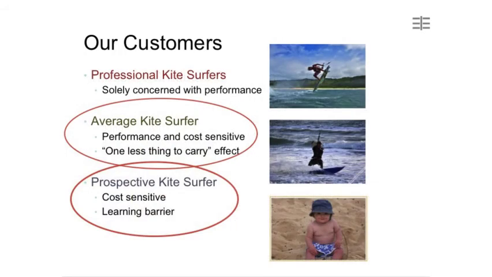Another example of a customer segment was someone making new kiteboarding equipment. Who were their customers? Professional kite surfers. They were solely concerned with performance, but they had another segment, average kite surfers. And they had a third, prospective kite surfers. And though I don't think they were this young, they were actually trying to understand how to segment their market and what their specific performance needs for kite surfs were in each segment.